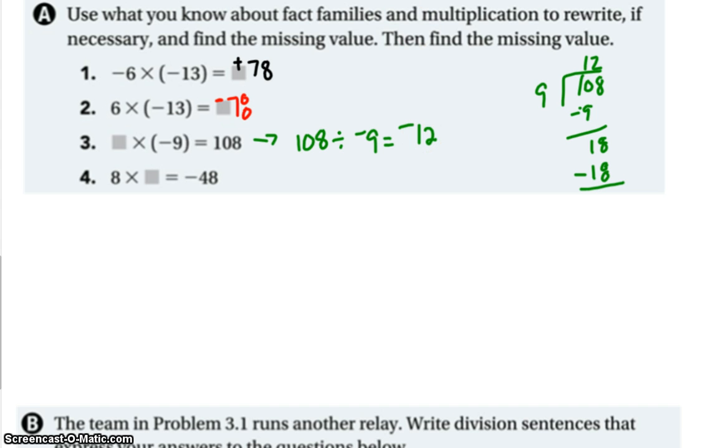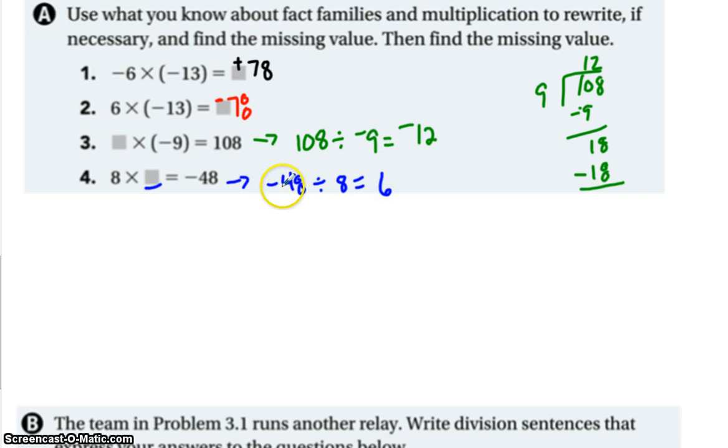All right, so now on to number 4. 4 times blank equals a negative 48. Again, we're going to have to rewrite this one. So I come up with negative 48, which is my product, moved to the front, divided by, now we have an unknown here, or an 8. I'm going to pick the 8, and that will equal what goes in the blank. So 48 divided by 8 is 6.